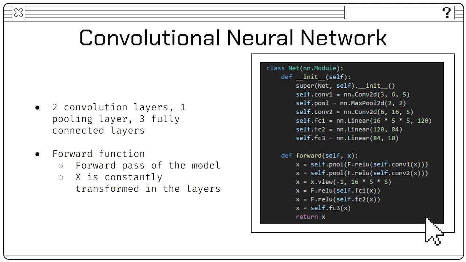The second convolutional layer takes the downsampled output of the first layer, now with 6 channels, and applies 16 filters of size 5 by 5. Again, this output is passed through a max pooling layer.